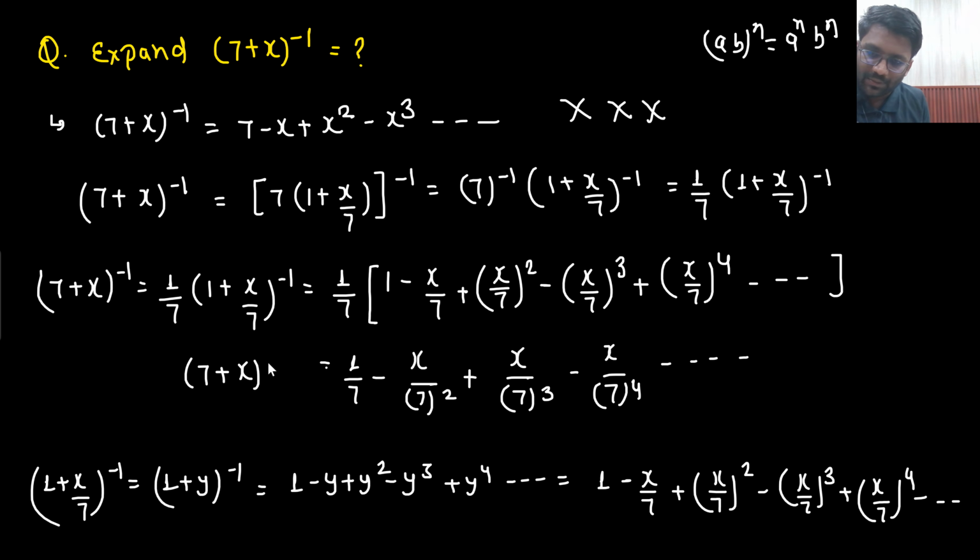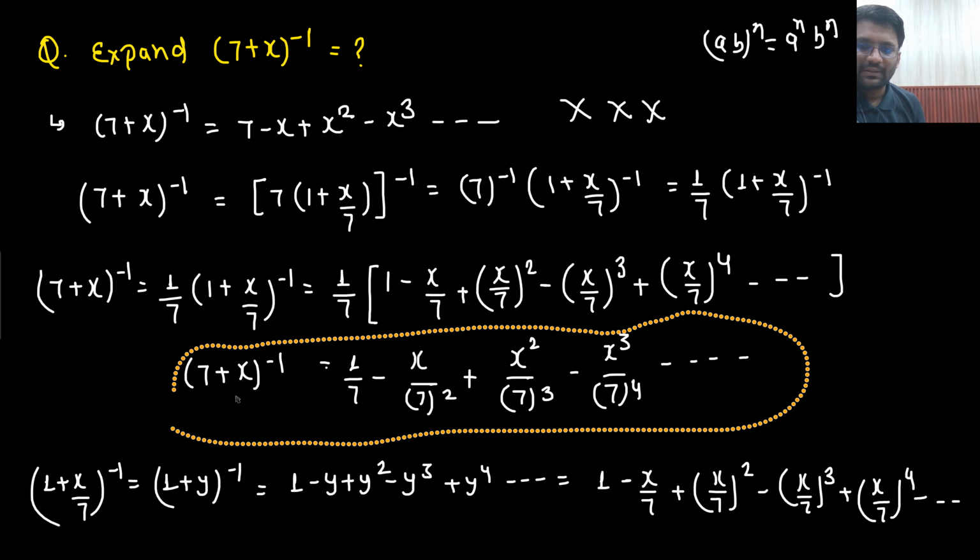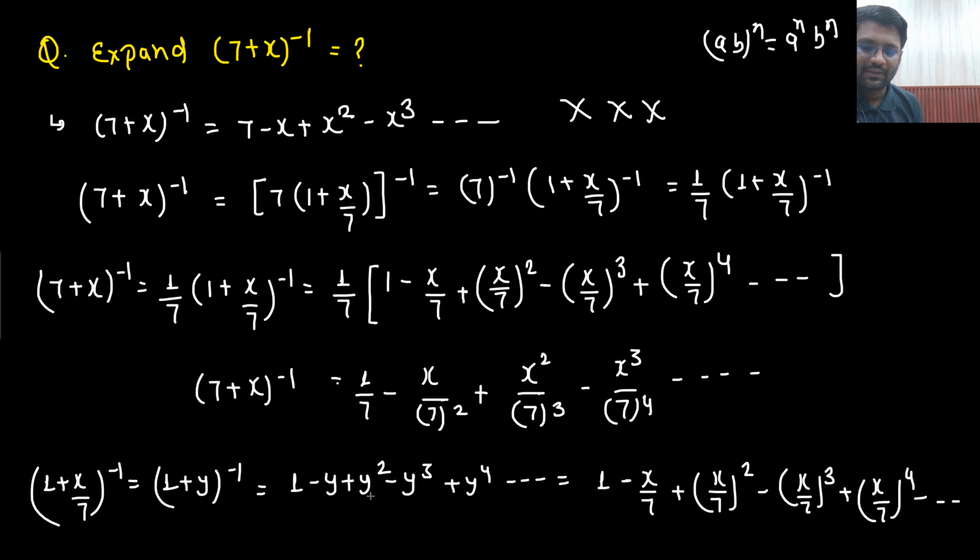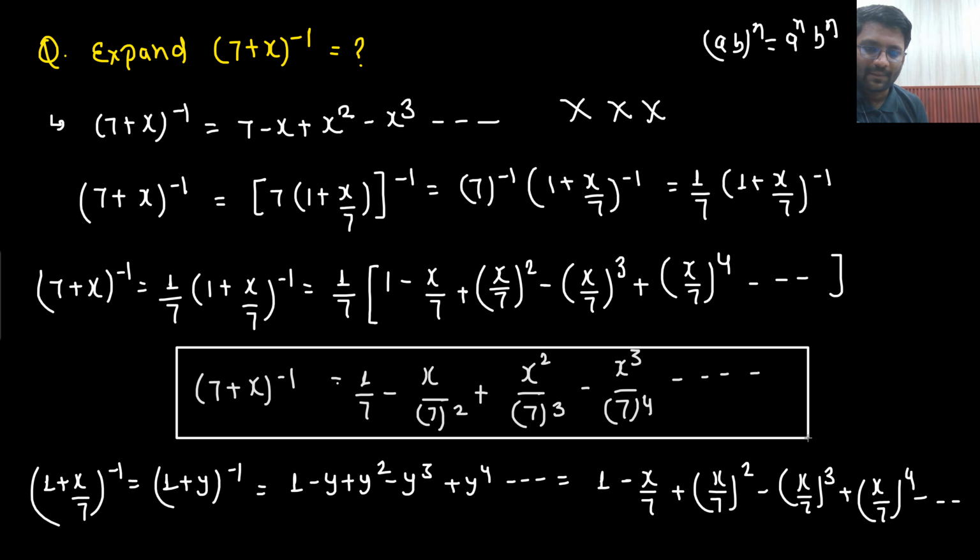For 7 plus x to the power minus 1, there you go. Sorry, this is power 2, no? This is power 3. Is that clear to you? So this is the answer you will have for 7 plus x to the power minus 1. This is the correct answer.